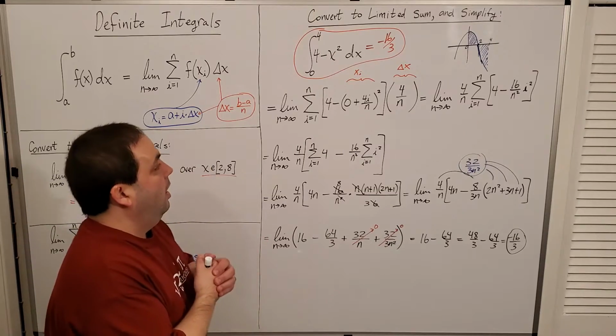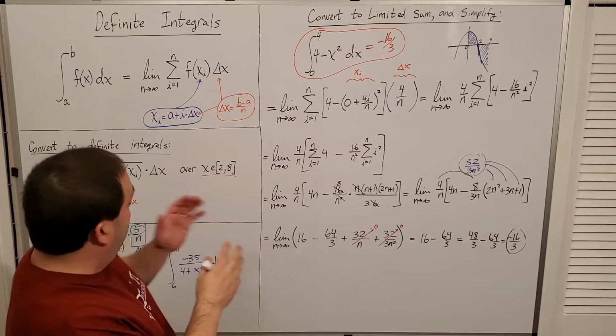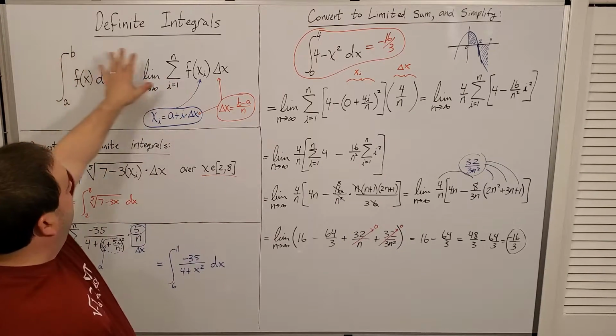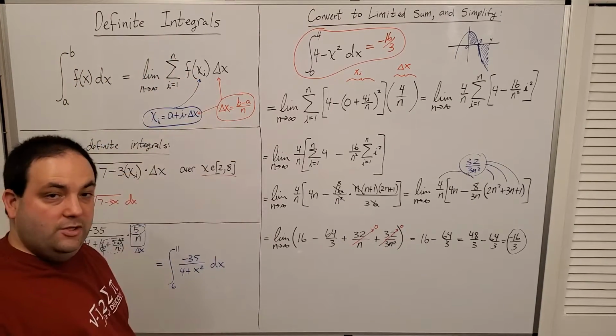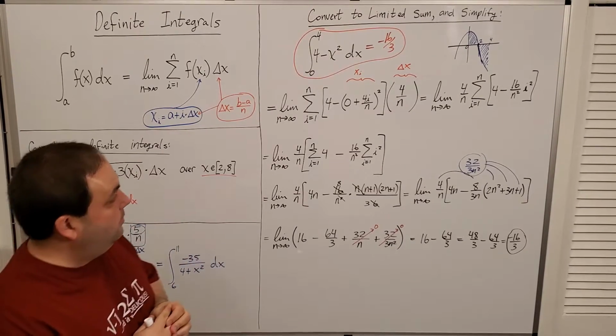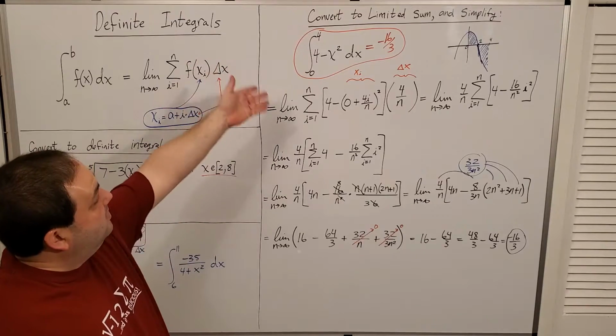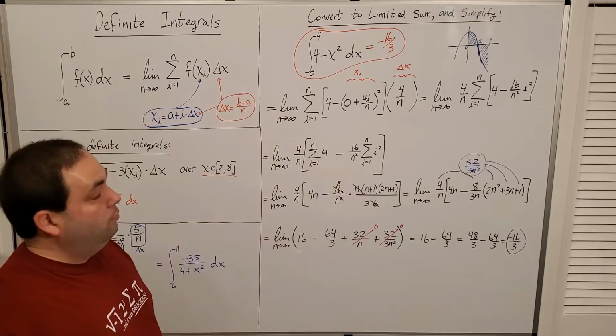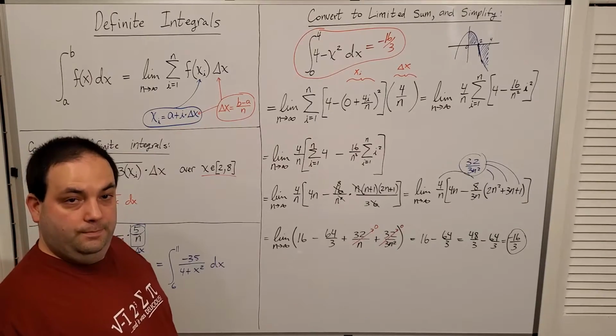So that's how you convert between the two formats of definite integral and limited summation. Being able to go back and forth is something that we need to be able to do. And obviously on certain definite integrals, they're pretty straightforward to compute.